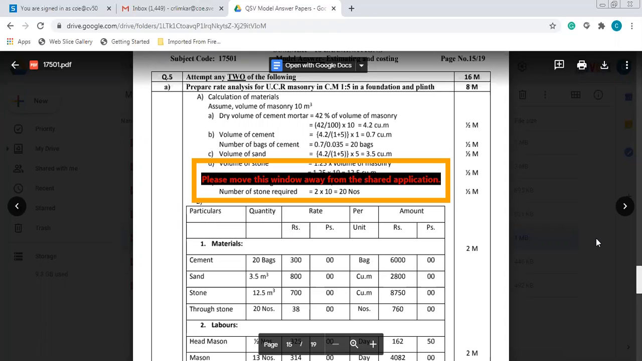Please complete this problem very fast so that I will give you some university problems for the practice purpose.